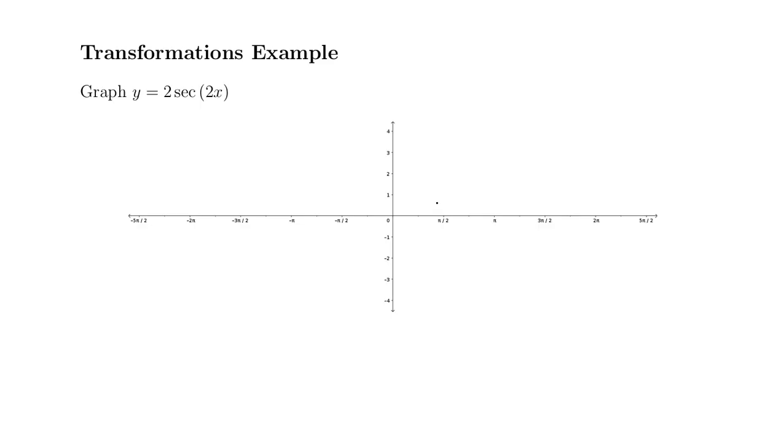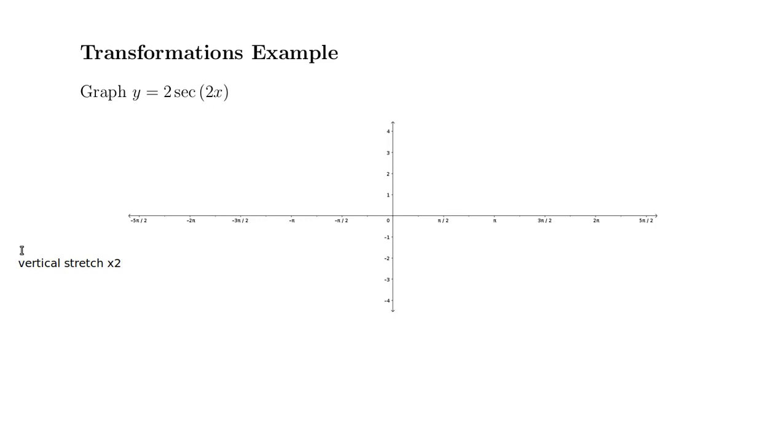All right, the next one. 2 secant of 2x. So here we've got a stretch vertically times 2, which means that when we have those weird little parabola looking things, the bottom is going to be at 2 and the top is going to be at negative 2.